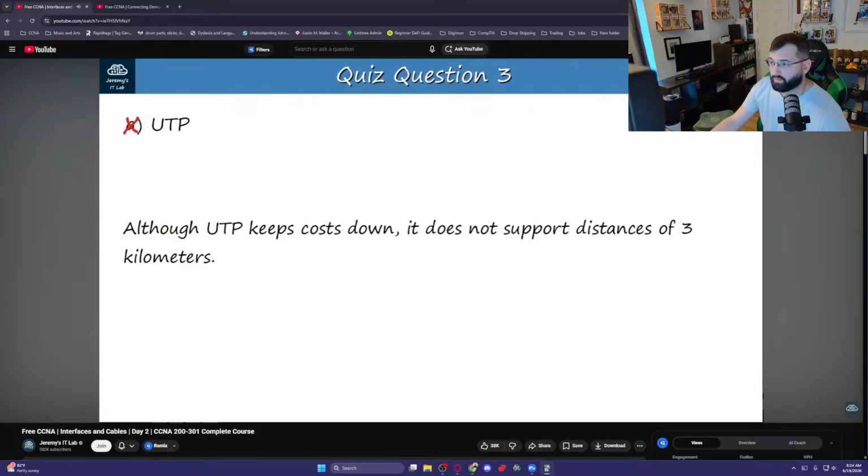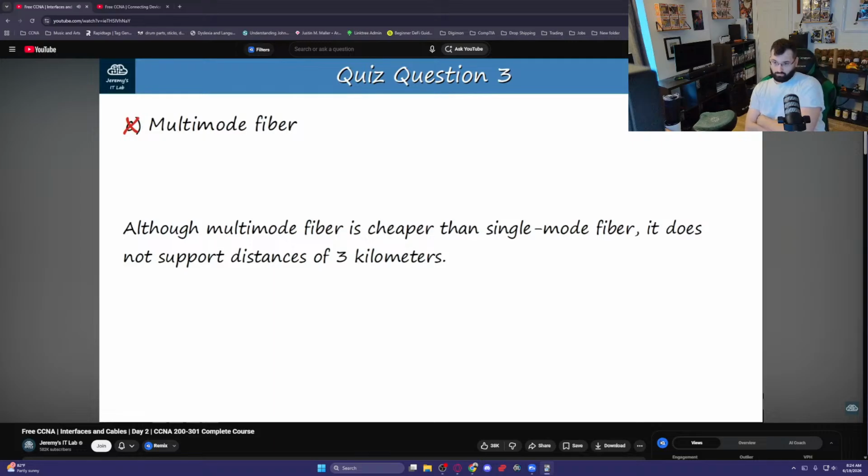Let's check the answers. Although UTP keeps costs down, it does not support distances of 3 kilometers. So A, UTP, is incorrect. Although multi-mode fiber is cheaper than single-mode fiber, it also does not support distances of 3 kilometers. So C, multi-mode fiber, is incorrect.